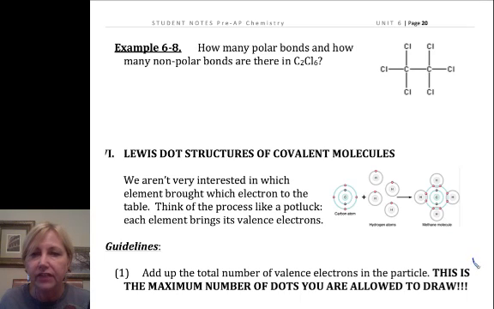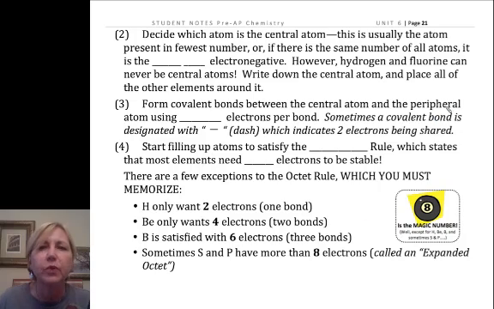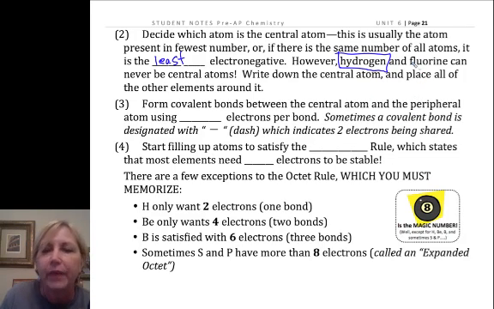Now we have a list of guidelines here, and I'm going to walk through them quickly, but this is one of those things that's best shown than just read through. So I want you to take a look. I just want to fill in your blanks. This is the least electronegative. Typically the least electronegative goes in the middle, with the exception of hydrogen. Hydrogen can never ever be a central atom, nor can fluorine, which is logical because it's never ever the least electronegative. It's always the most.